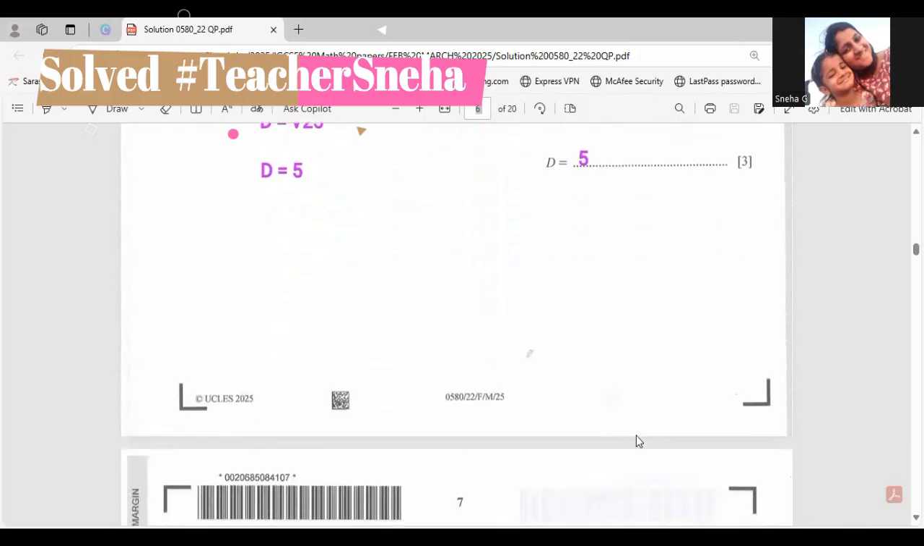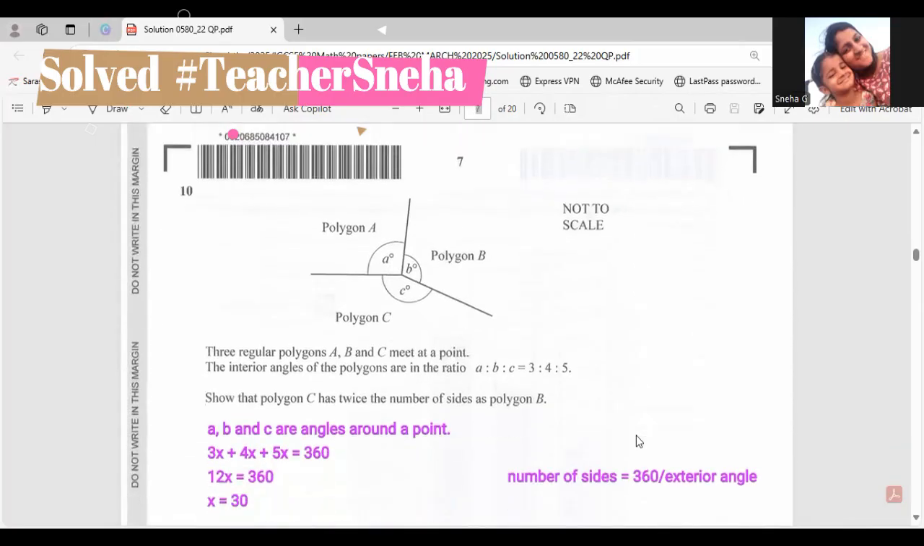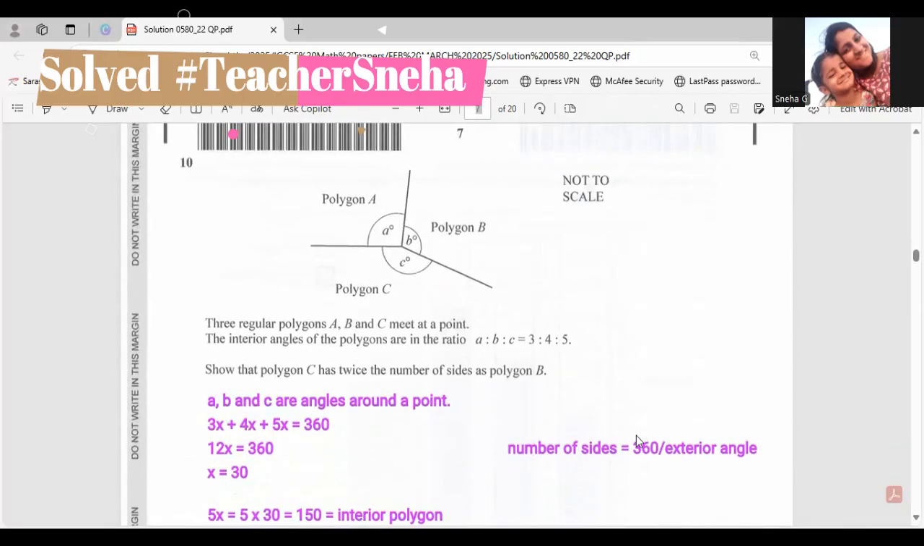I scroll down further to question 10. You have been given an image which is formed by joining three polygons, polygon A, B, and C. Three regular polygons A, B, C join at a point. Interior angles of these polygons are in the ratio A is to B is to C, that is 3 is to 4 is to 5. We have to show that polygon C has twice the number of sides as polygon B.